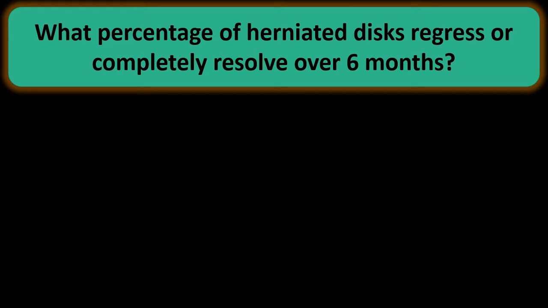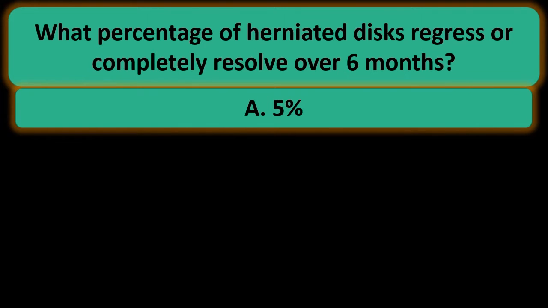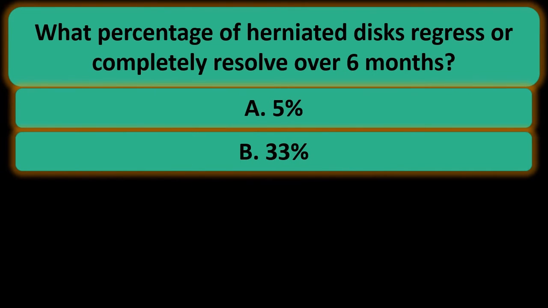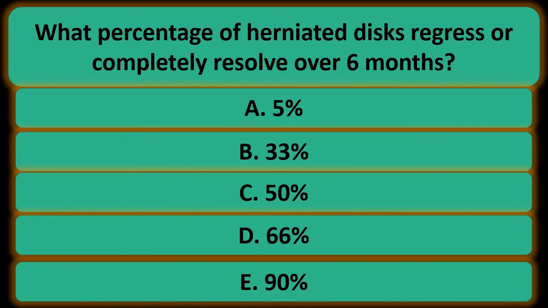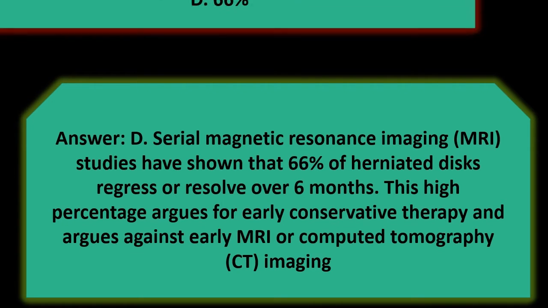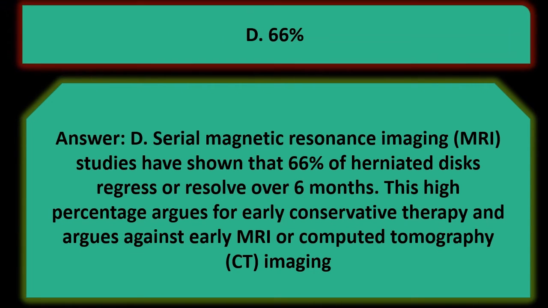What percentage of herniated discs regress or completely resolve over 6 months? A. 5%. B. 33%. C. 50%. D. 66%. E. 90%. Answer is D. 66%.